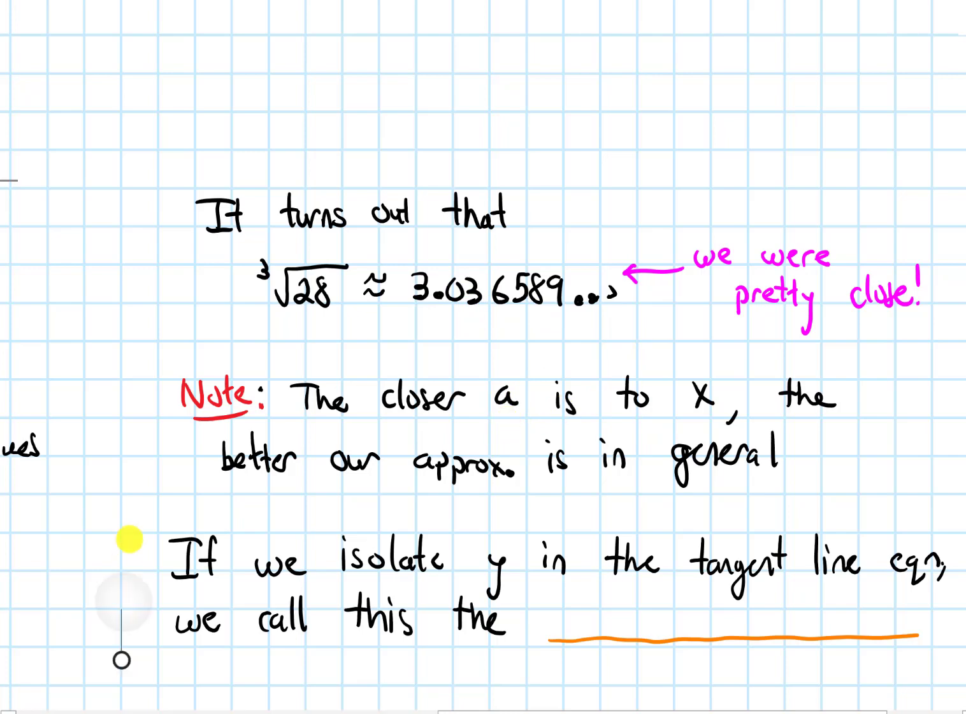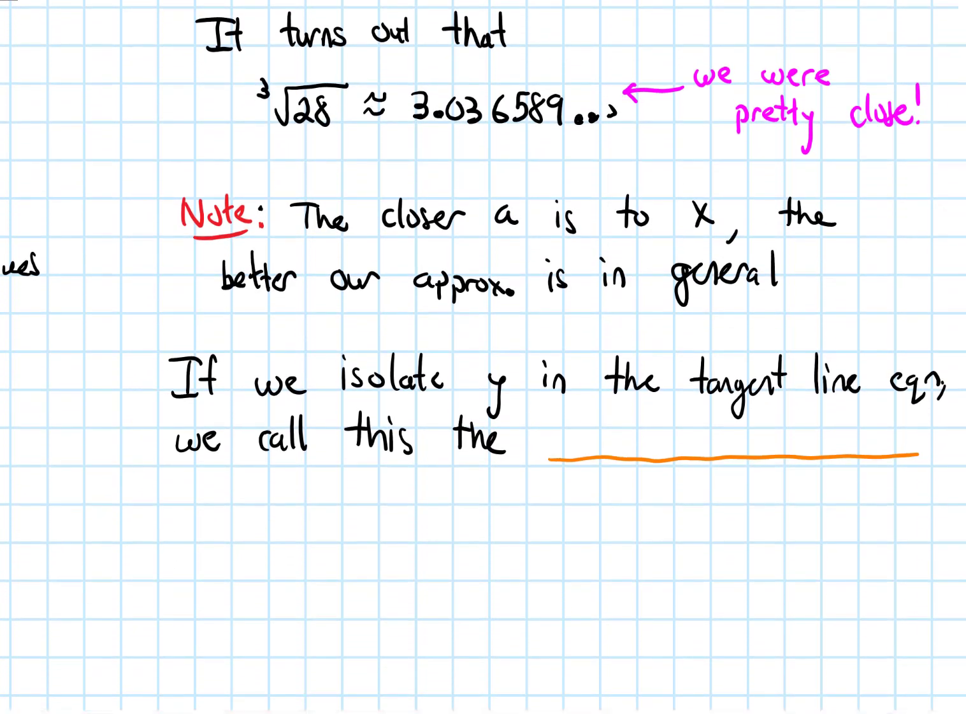All right, so next I want to introduce some terminology. So if we isolate the y in the tangent line equation, we call this the linearization of our function f at a. Okay, and I'm going to call this linearization. It'll be a function. I'm going to call it L of x.